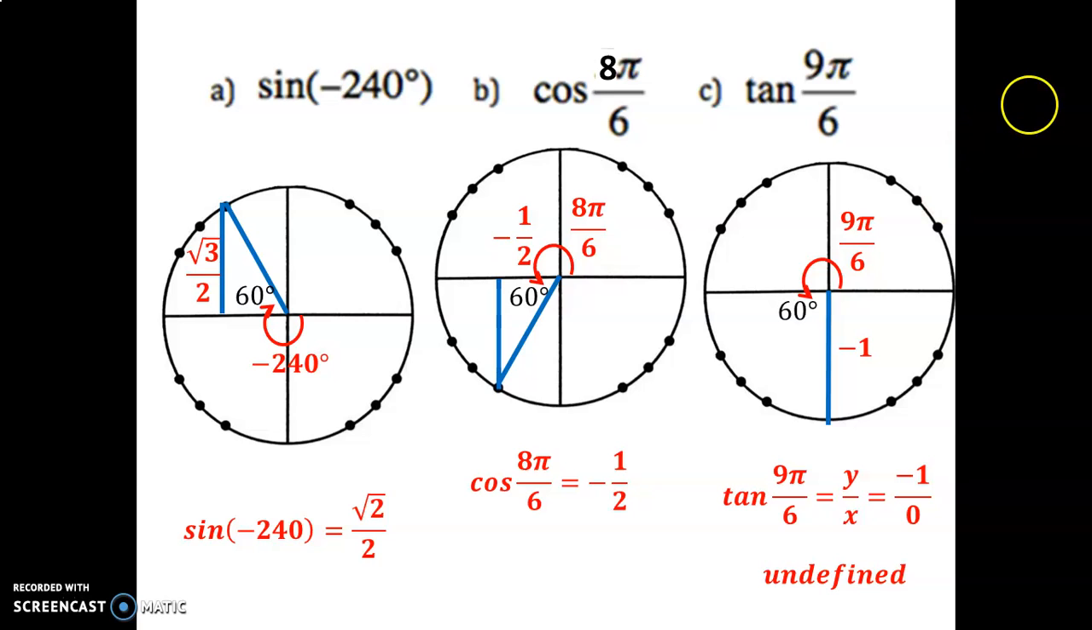9 pi over 6 in this case means 9 times 30, because 6 again tells us we're dealing with 30 degrees, and we do 9 times 30, 270 degrees brings us all the way to here. We end up on this point here. So it's not a triangle anymore, it's just this. So y divided by x is negative 1, and the x coordinate here is 0. Negative 1 over 0 is undefined. If you punch that in your calculator using radian mode, you'll notice it will give you no answer, undefined. Okay, really important. I hope that practice of those 9 questions gave you a good start on this.